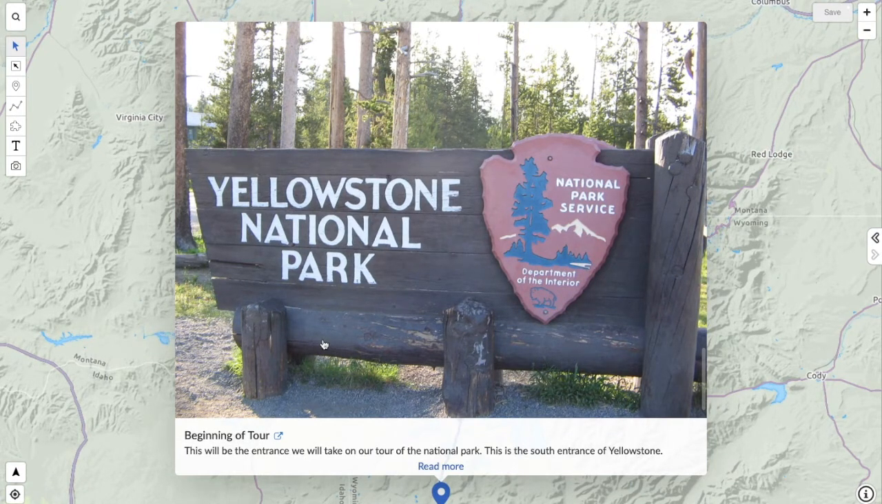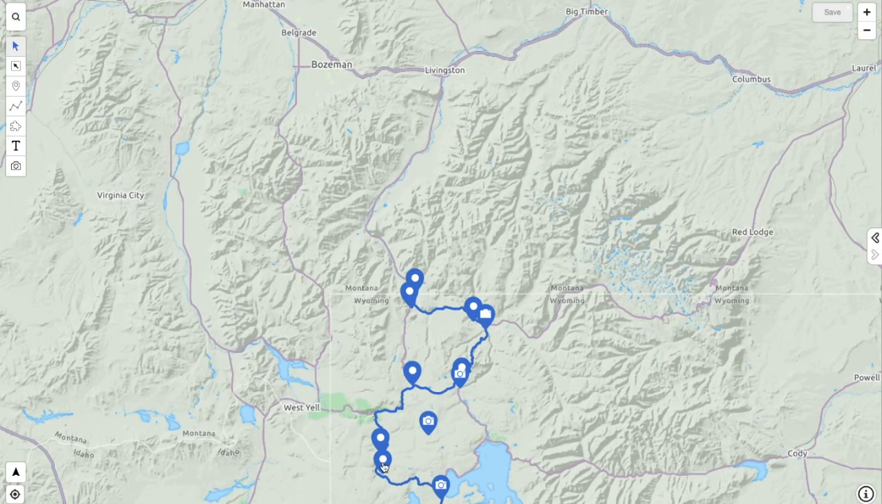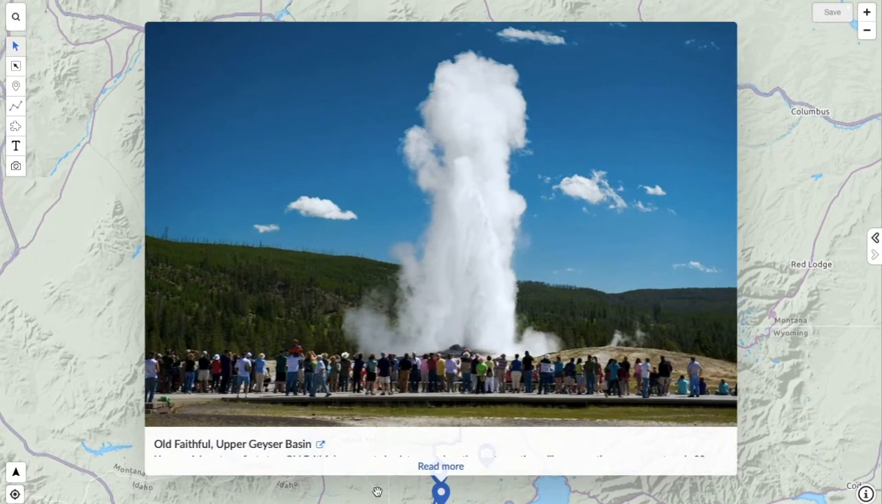So this right here is the entrance. This is where we're going to begin our tour. I wrote beginning of tour over here. This will be where we're starting. It's the south entrance of Yellowstone. The reason why, when I drag my cursor over the name, it becomes blue is because this brings you to the source of the image if you're curious. And then I'm going to pass it along to Maya to explain Old Faithful and a few other stops.